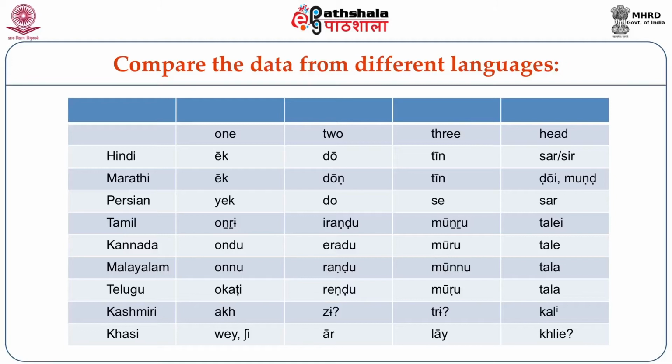Then the item for mouth: mu in Hindi, but toned in Marathi, dahun in Persian, and something else in Kashmiri. So all are different. It appears that as far as this gloss is concerned, the languages are very different.